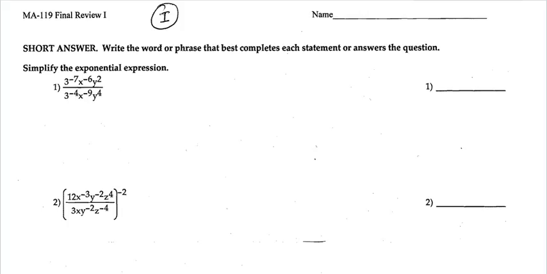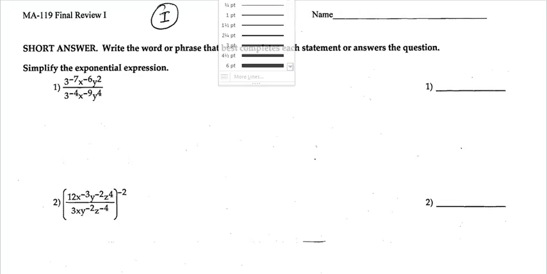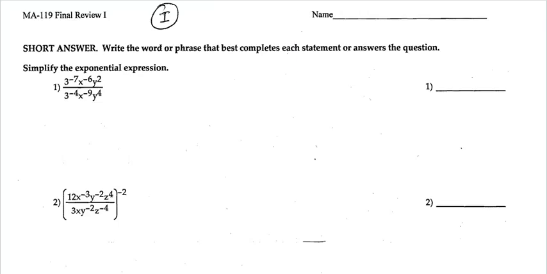Let's take a look at the first one. We want to simplify this expression. We have 3 to the negative 7 times x to the negative 6 times y squared over 3 to the negative 4 x to the negative 9 times y to the 4th power. So what we need to do, we will turn the exponential function into, let's say in the first one, we have 3 to the negative 7 divided by 3 to the negative 4.